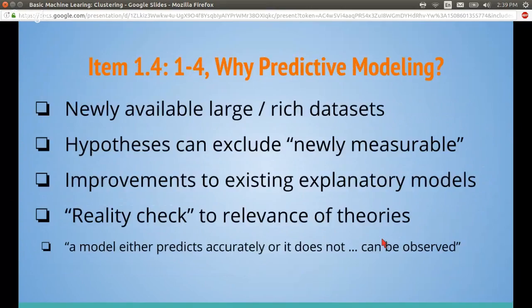And he talks about, in section 1.4 of the paper, why you have predictive modeling. Part of it is these new data sets that are huge. You may not even know what to measure. If you're going to hypothesize something and create a model, what if there's a pattern in the data that you don't know about? If you think you can understand all the patterns and limit yourself to an explain approach, then you're missing out on what he calls newly measurable.